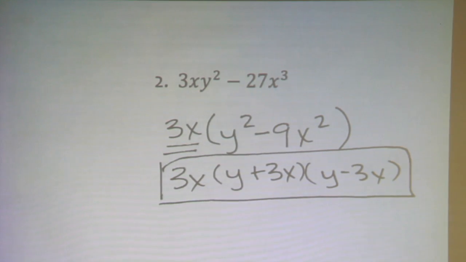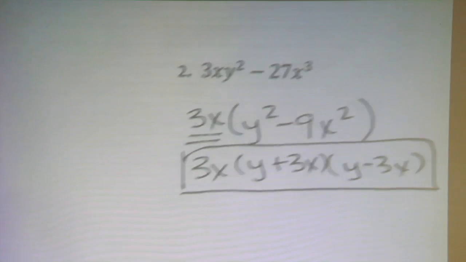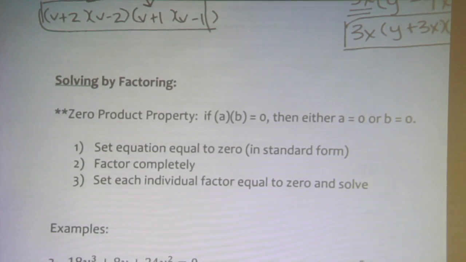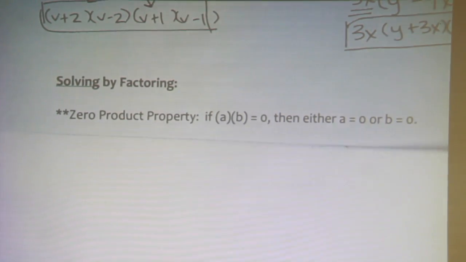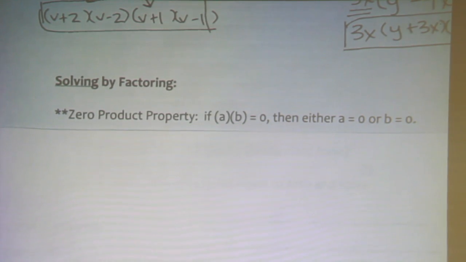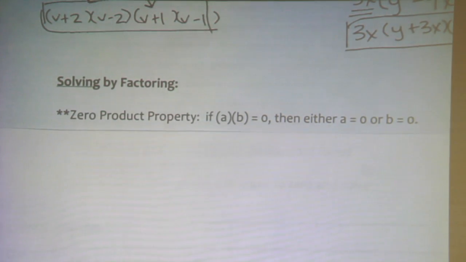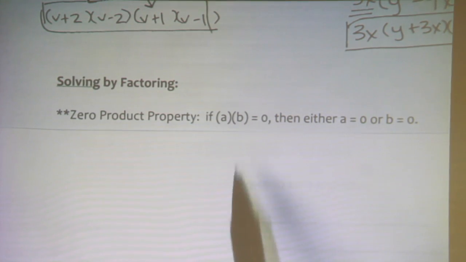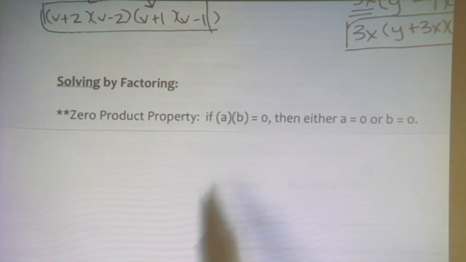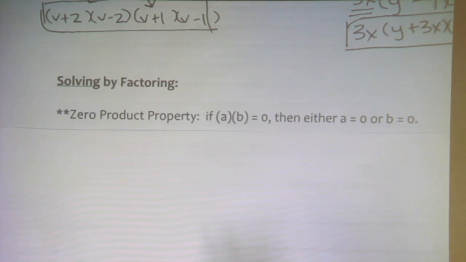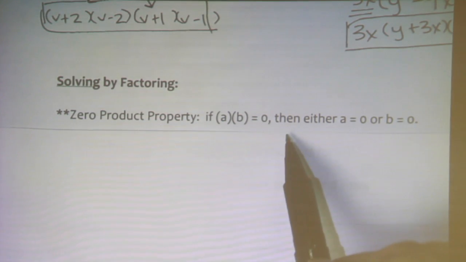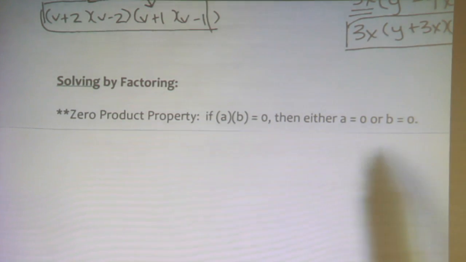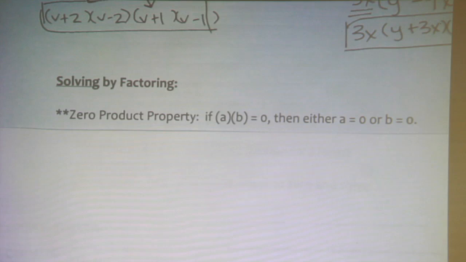All right, the next thing that we're going to be doing is solving by factoring. When you are solving by factoring, it uses what's called the zero product property. That says if A times B equals 0, that means 2 quantities being multiplied. If you know their product is 0, then one of 2 things is true. Either the first quantity equals 0 or the second quantity equals 0. Either A or B has to equal 0.